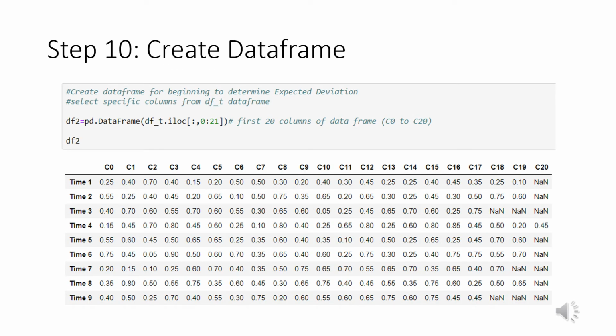In order to calculate the expected deviation, we need to create a new data frame. And in this slide, we're creating a new data frame called DF2 that is made of column C0 all the way to column C20 from the df_t data frame.